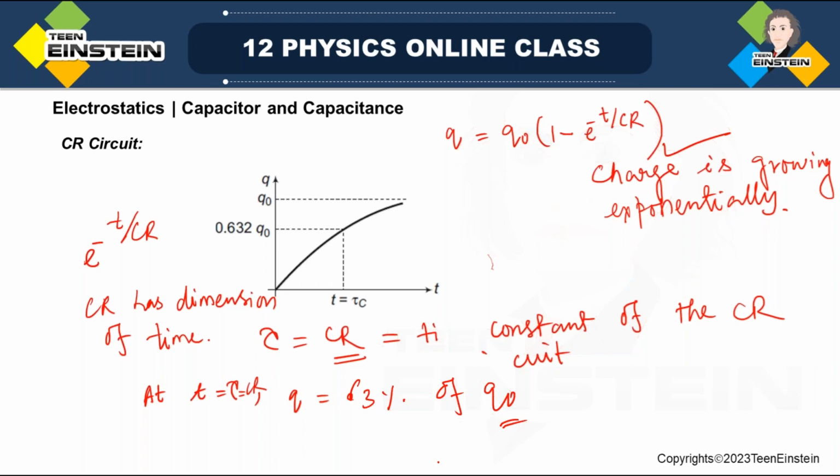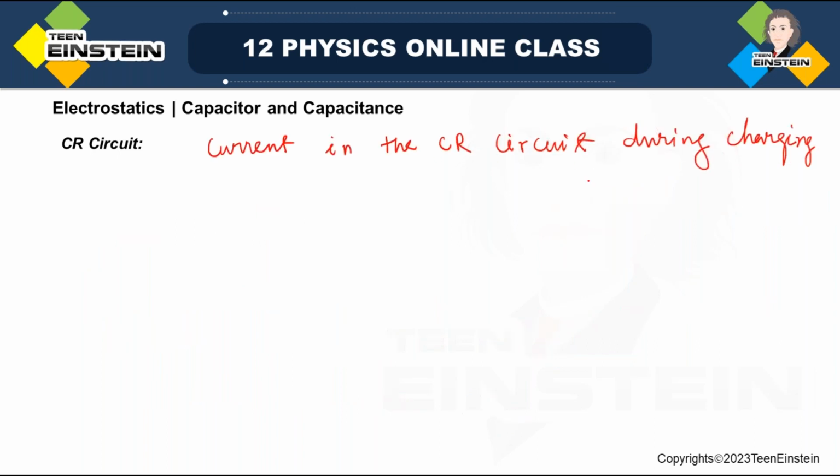Q0 is the steady state charge, or the final charge, in the capacitor. Let me see what the current is. We have the charge at any instant of time: Q equals Q0 into (1 minus e to the power minus t by CR). This is what we have seen.